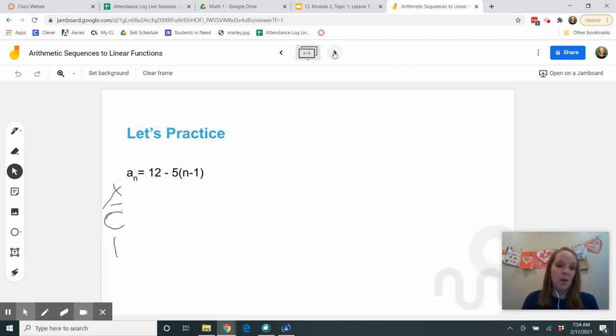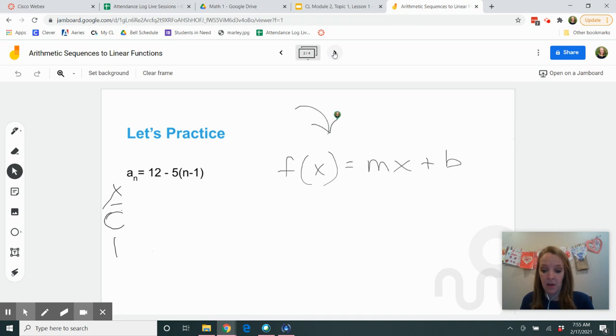So let's look at one where we have a negative common difference. Our job is to take this explicit arithmetic sequence formula and convert it into a linear function. Why did I write f of x equals mx plus b? Because that's the format of a linear function. Okay, we got to know that by now. Anytime it says linear function, I'm going to make it look like that. Well, we know the common difference is the same thing as the slope. So I'm going to go ahead and plug that in.